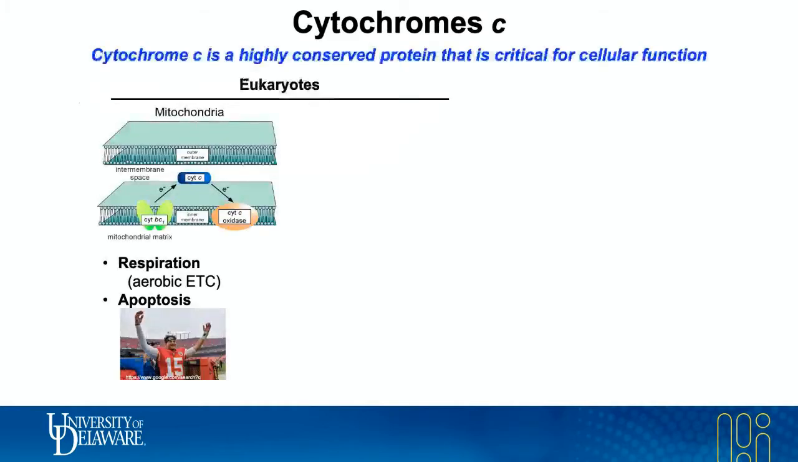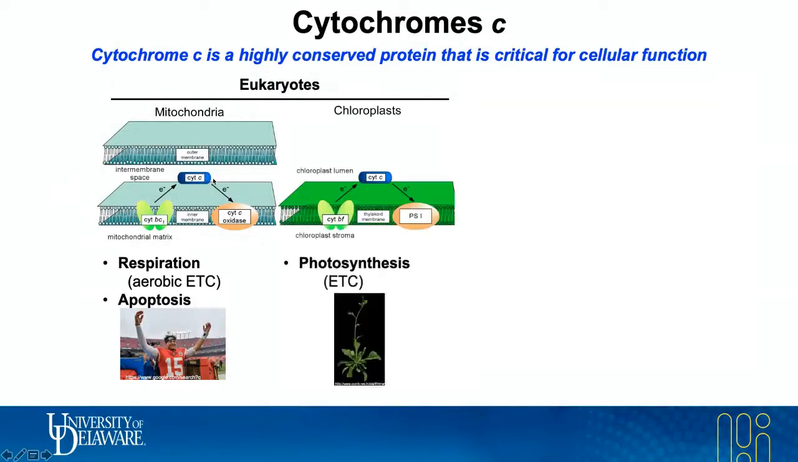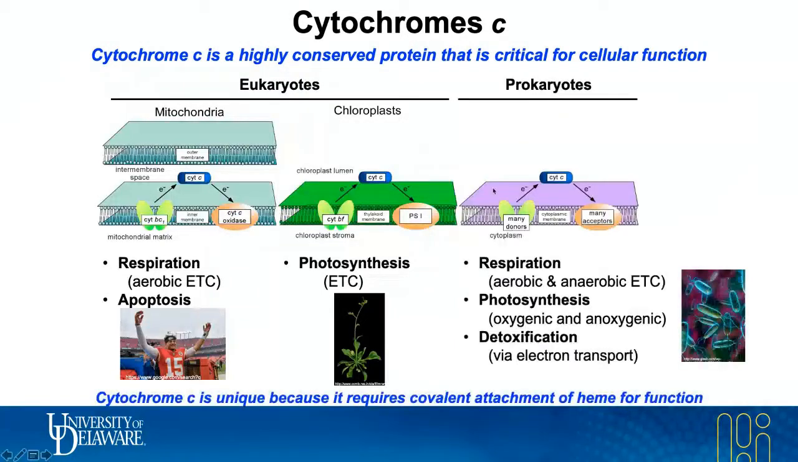So what is cytochrome C? It's a highly conserved protein that's found in nearly all organisms, and it's critical for cellular function. In eukaryotes, it functions in the mitochondria for respiration and also plays a role in apoptosis. In the chloroplast, it functions for photosynthesis. And in bacteria, it functions for respiration, photosynthesis, as well as detoxification.